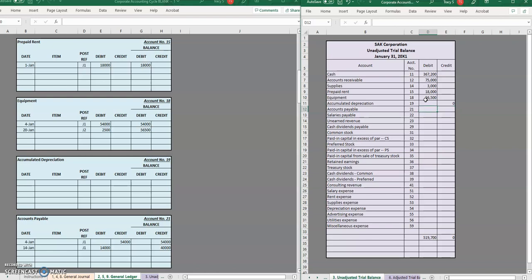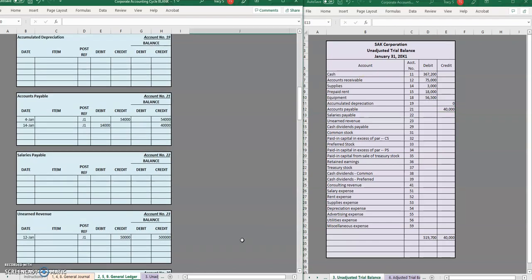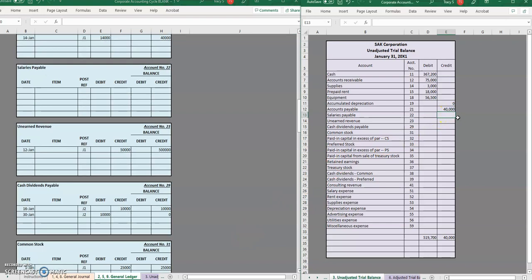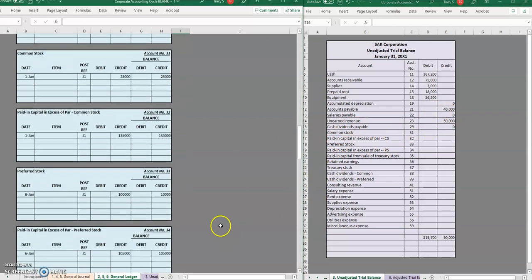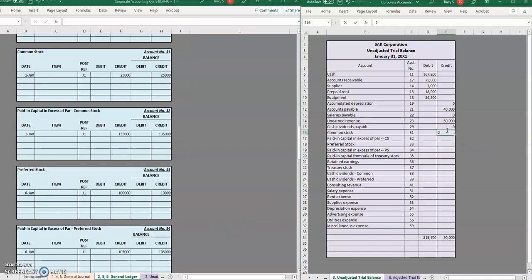Going on next to accounts payable. Accounts payable has a $40,000 credit balance. Keeping it going. Salaries payable, nothing, but that zero is going to go on the credit side because it is a liability and liabilities have normal credit balances. Unearned rent, found an error from our last one. Take that out. There we go. $50,000 credit balance. Cash dividends payable has a zero balance. Common stock has a $25,000 credit balance.